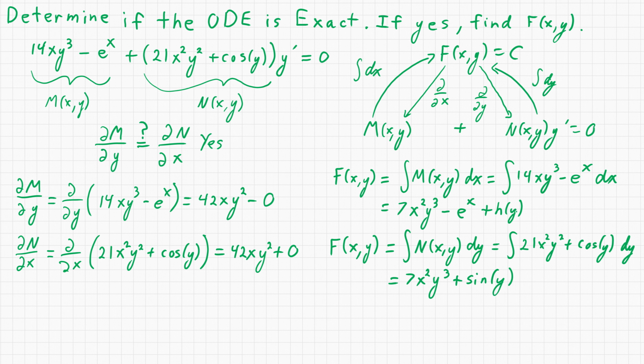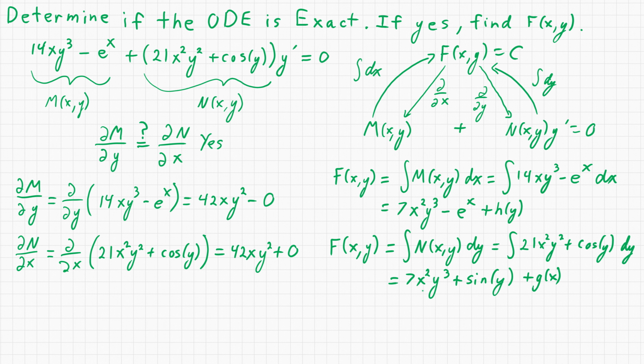And then same thing over here, we had this h of y, because when we took the partial derivative with respect to x, there could be some y stuff that disappeared that we have to keep track of when we integrate back up. Same thing here, we're going to have this g of x function in case there was some x stuff that disappeared when we took the partial derivative with respect to y, to get from f of x comma y to N of x comma y.